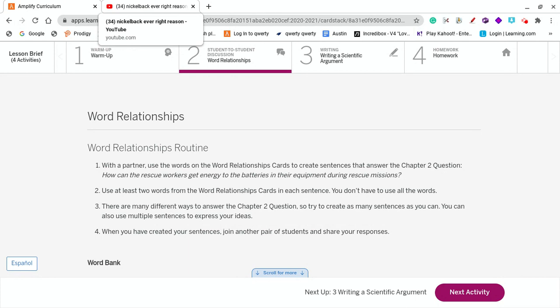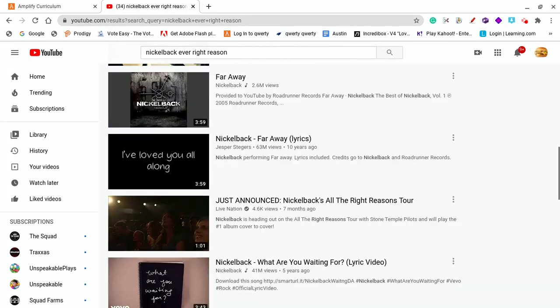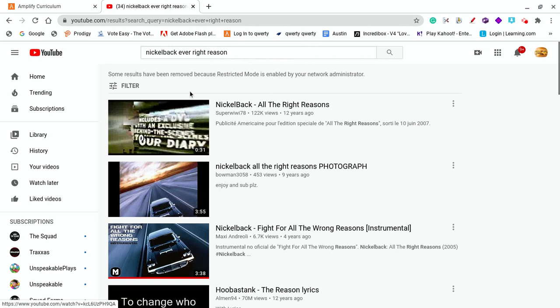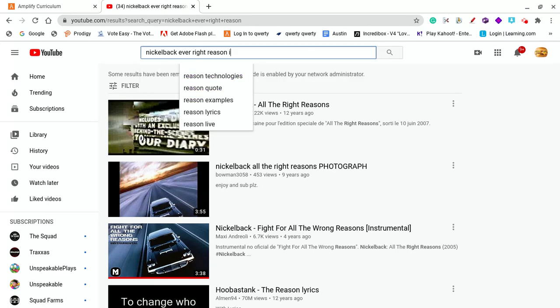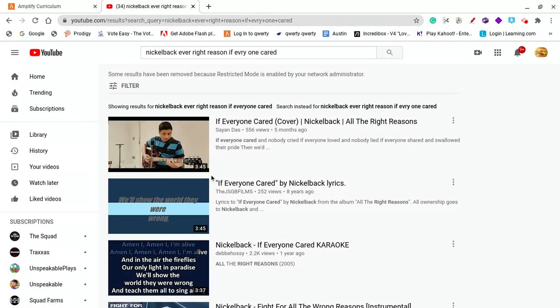I might say, Edwin, create a sentence answering the chapter 2 question using the words energy and convert. Then Edwin needs to think: how can the rescue workers get energy? And then also add in energy and convert. So you might say, if I were to crank the hand crank generator, it would convert energy into electrical energy so it can power the flashlight. What a wonderful answer, Edwin. Good job.